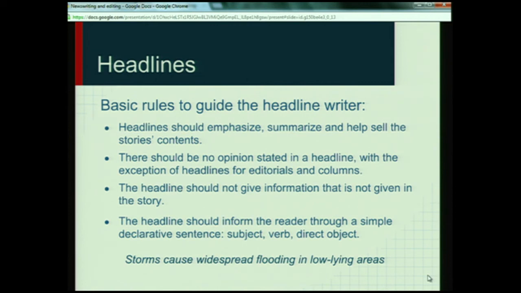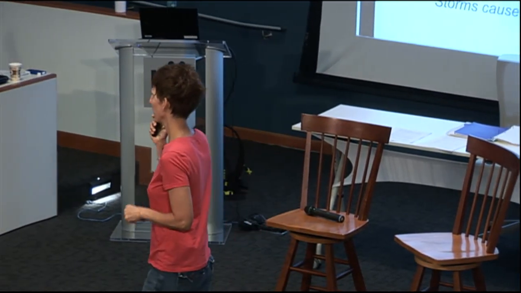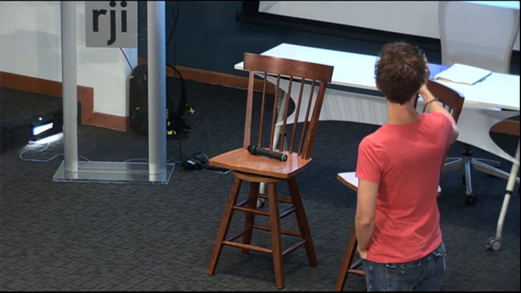All right. The headline should inform the reader through a simple sentence: subject, verb, and a direct object. Headlines are generally short. Okay? I have my kids write a headline and a deck, or a secondary headline. The headline should be short. It should be creative. It should grab their interest. The deck, or the secondary headline, should give a little more information to your headline. The headline and the deck should not share any of the same words. Also, in headlines and decks, you capitalize the first word and proper nouns, and there's no punctuation. Okay? All right, down there: Storms cause widespread flooding in low-lying areas.